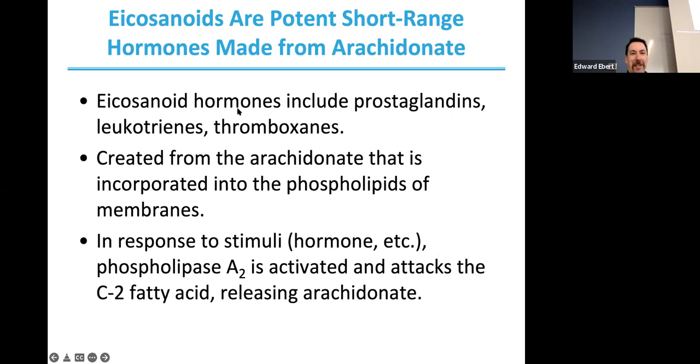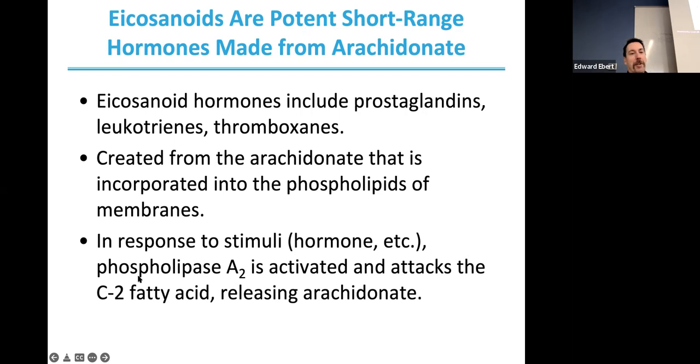But our eicosanoid hormones are our prostaglandins, leukotrienes, and thromboxanes. All right. So arachidonic acid gets incorporated into the phospholipids of the membranes, and then there is a particular phospholipase that will cleave those off and release the arachidonate, and then it can be used as a precursor for all this.